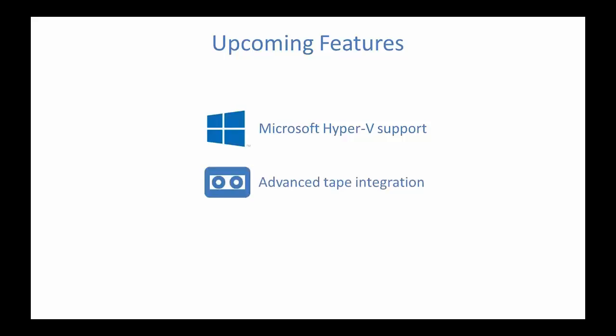Upcoming features include Microsoft Hyper-V support. We are currently working to add support for Hyper-V so that you will be able to back up Hyper-V VMs and restore them. We're initially targeting Hyper-V Server 2012, and then we will also be adding 2016 and 2008. We are also working on the advanced tape integration so that you will be able to back up directly to the tape library and manage the tapes and tape recovery points. And what's also expected to be released this year is object-level recovery for Microsoft SQL Server.